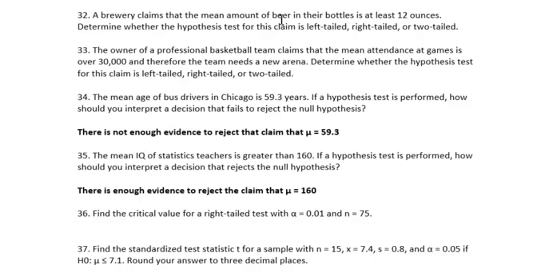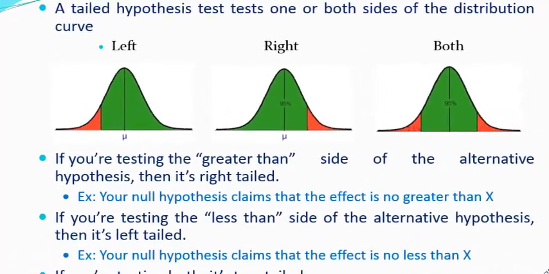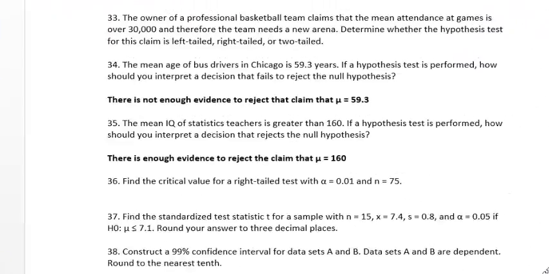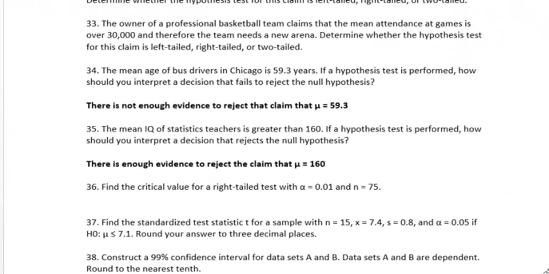The brewery claims that the bottles have at least 12 ounces, and the basketball team claims that the stadium has at least 30,000 people. And this would also be a left-tailed test. So for the same reason, they are both left-tailed tests.